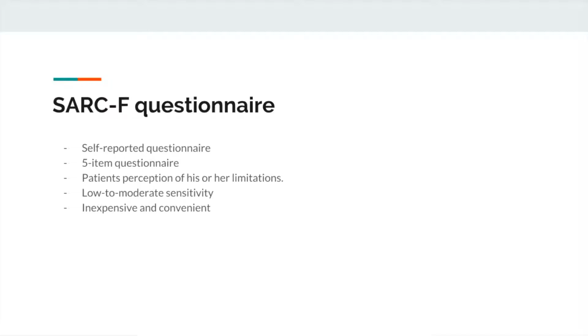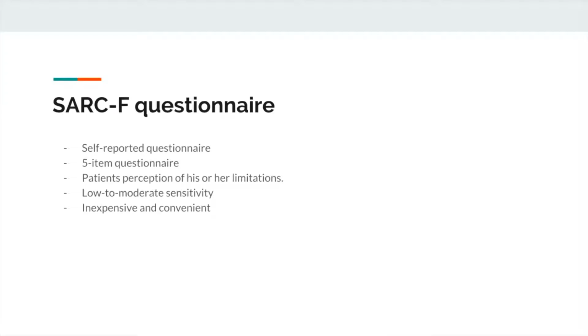The EWGSOP2 recommends using the SARC-F questionnaire as a way to elicit self-reports from patients on signs that are characteristic of sarcopenia. The SARC-F is a 5-item questionnaire that is self-reported by patients as a screen for sarcopenia risk. Responses are based on patients' perception of their limitations in strength, walking ability, rising from a chair, stair climbing, and experiences with falls.